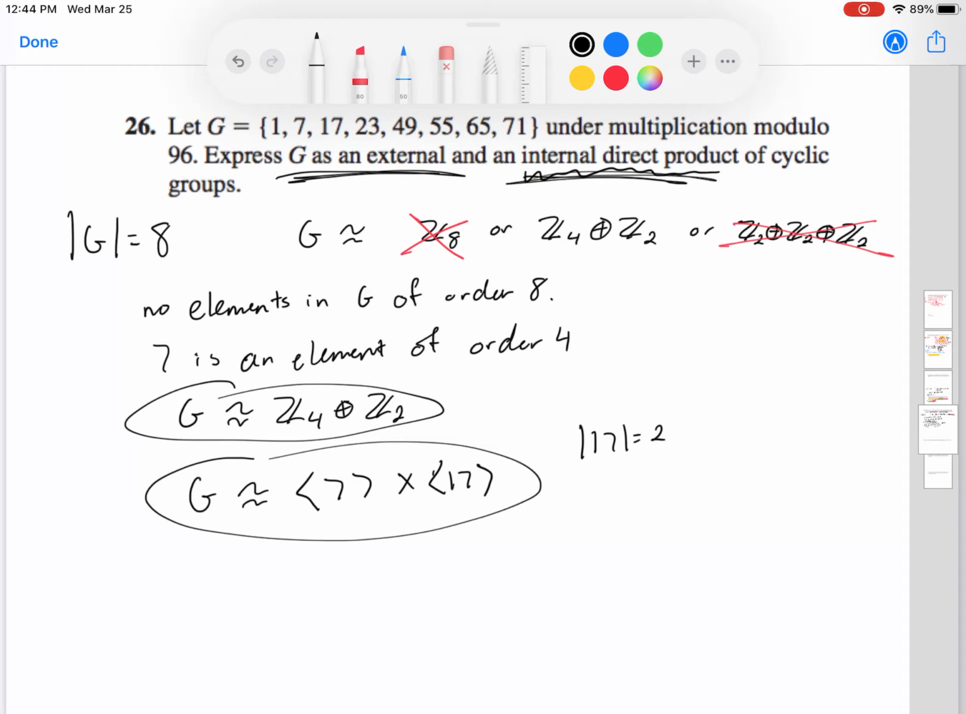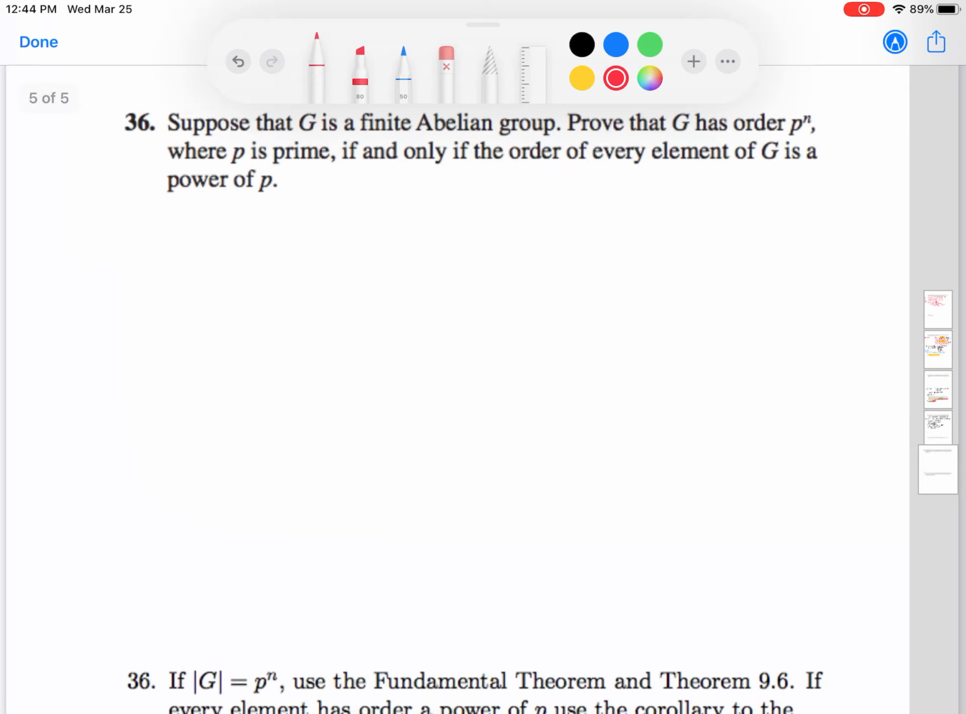I notice that I've used cyclic groups for each of these, so I am following the instruction of having cyclic groups that I'm taking external and internal direct products of. Now, for writing your internal direct products, you have a few other choices as long as you're using one that has order 4 and one that has order 2. You can replace 7 and 17 with other numbers from our group here.